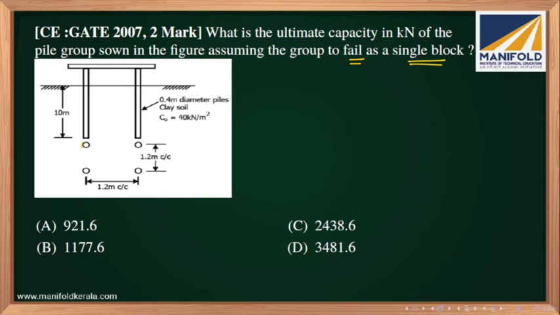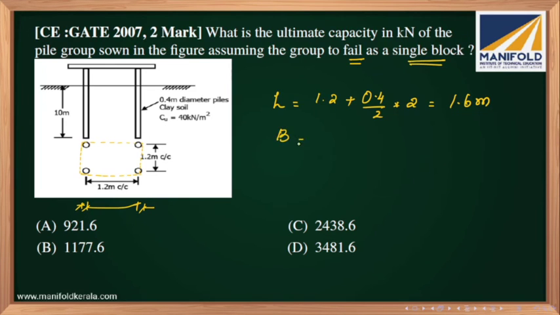The failure is happening along the surface, so such a type of block failure might arise. Then you want to find the length and the breadth of the corresponding block. The length of the block is equal to the center to center distance between the piles, which is 1.2 meter, plus half of the dia of the pile on each side. So 1.2 meter plus 0.4 divided by 2 into 2. So the length of the block which fails is 1.6 meter.